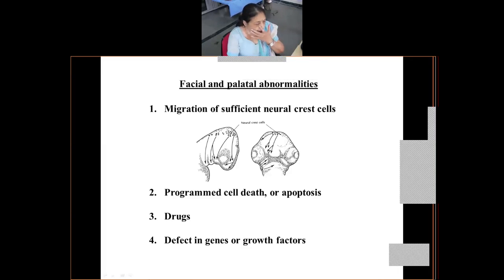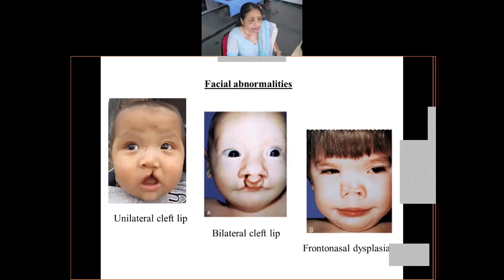Or there may be a genetic defect. Some growth factors are also responsible for the formation of these organs, and if there is a genetic defect, then there will be facial abnormality. Now, unilateral cleft lip is very common. Here the maxillary process fails to unite with the medial nasal process on one side, so it is unilateral. If the failure is on both sides, then it will be bilateral. This is the medial nasal process, and this is the median part of the lip.